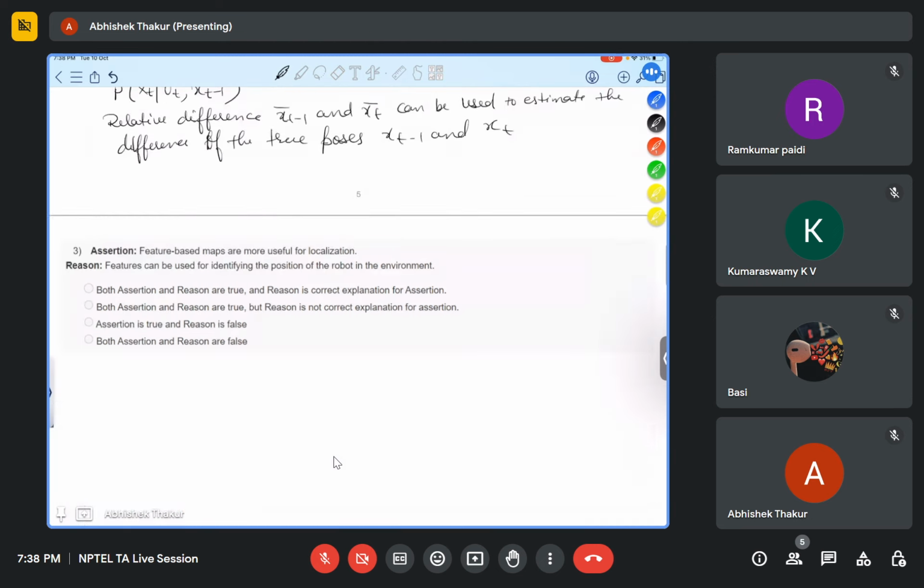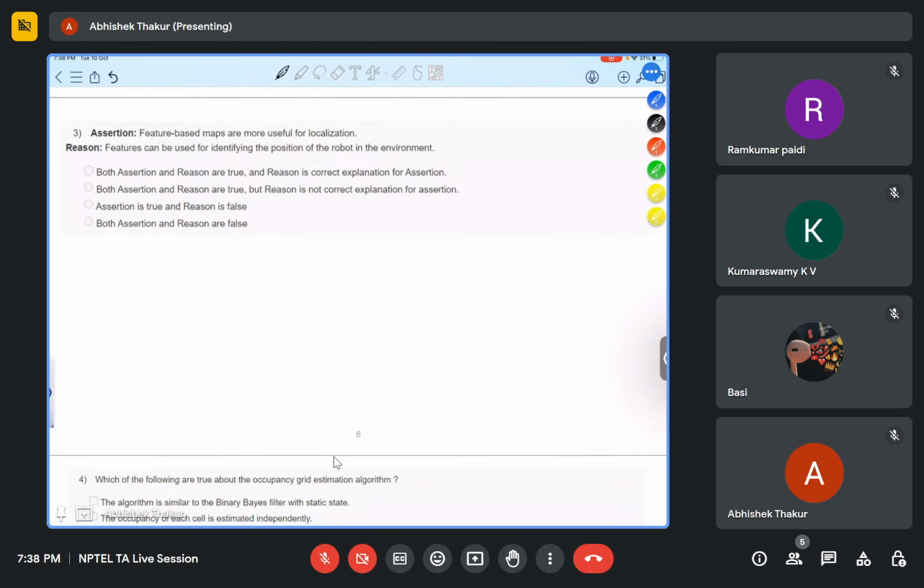So now we'll see the third question. The third question is: feature-based maps are more useful for localization, and the reason is features can be used for identifying the position of the robot in the environment. So here both statements are true.